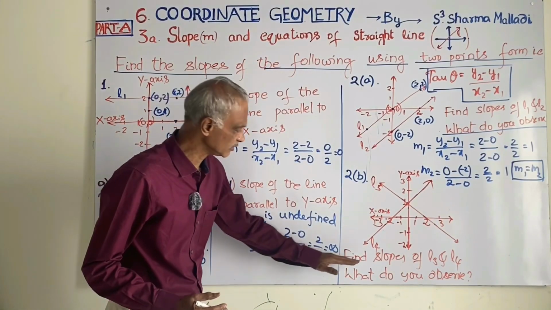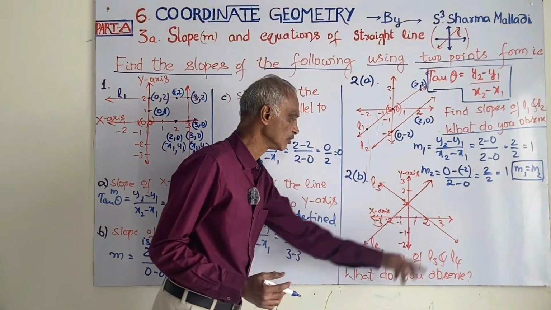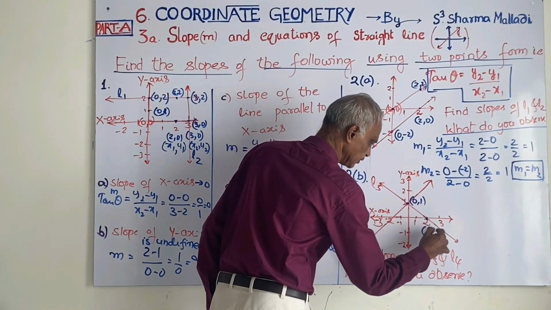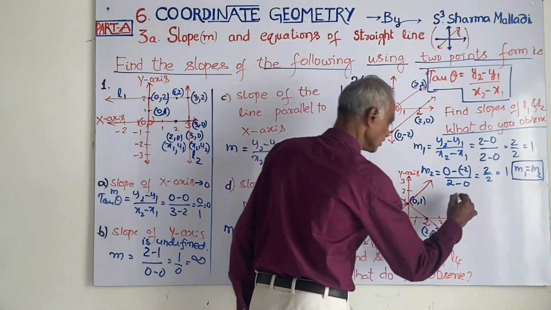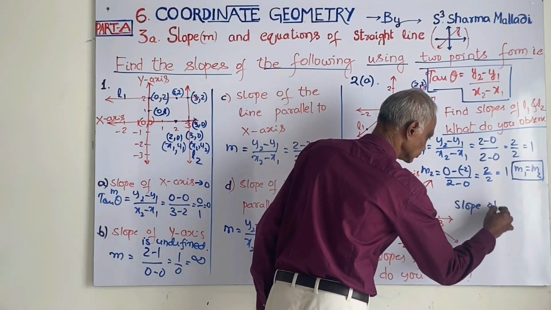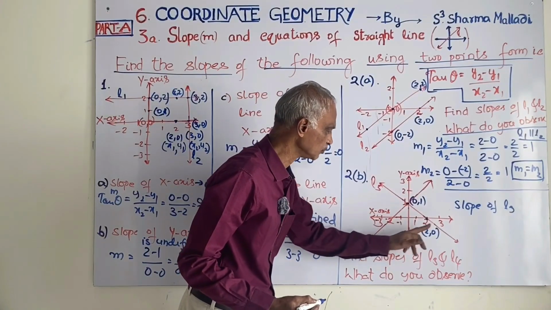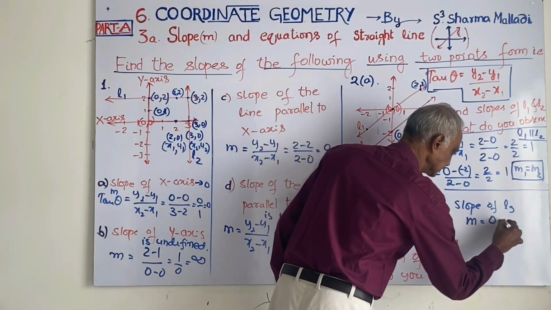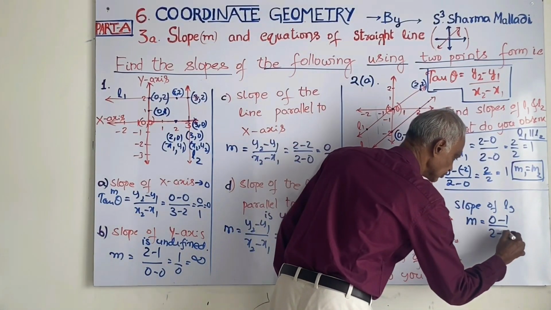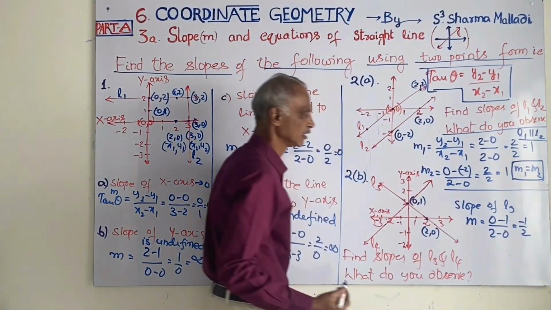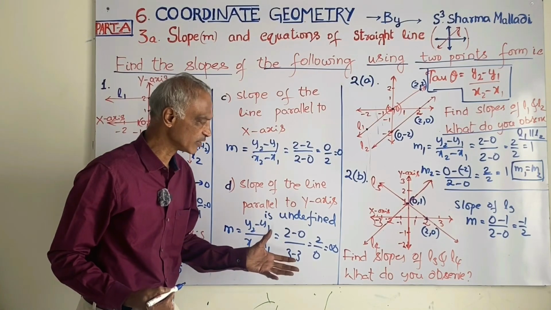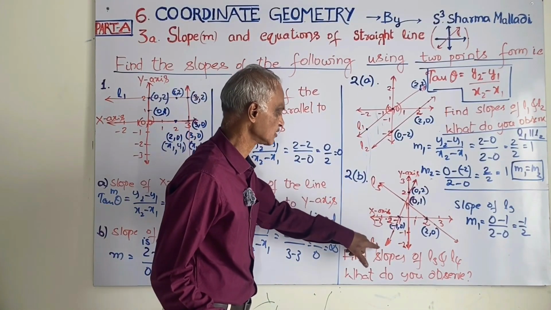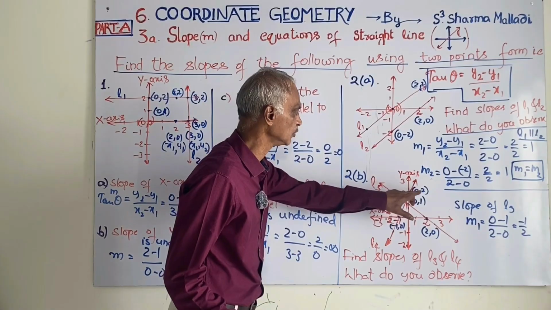Now 2b. Find the slopes of L3 and L4. We have to find these slopes. You take this as (0, 1) and this will be (2, 0). Now find the slope of L3. (0, 1), (2, 0). What is the slope? Difference of y coordinates means 0 minus 1 by 2 minus 0, minus 1 by 2. Slope of L3 is minus 1 by 2. Now we have to find the slope of L4. What are the points on the line? (Minus 1, 0) and (0, 2).